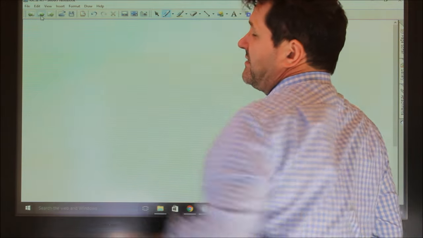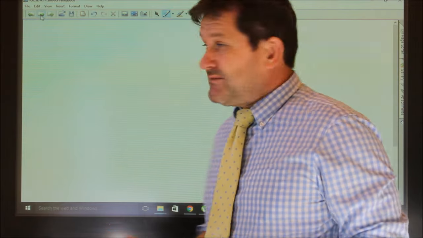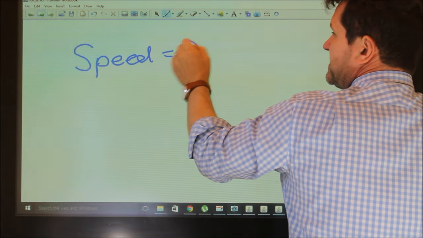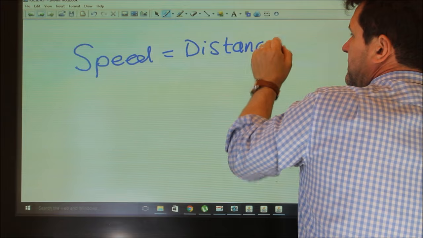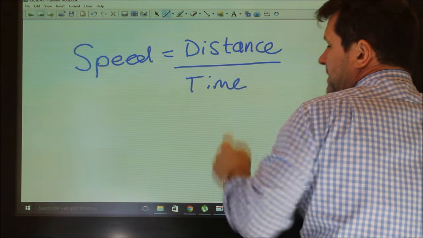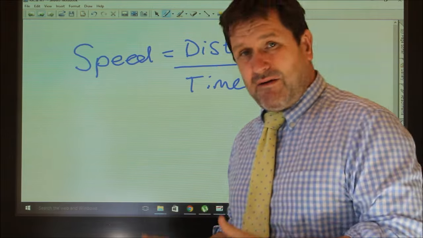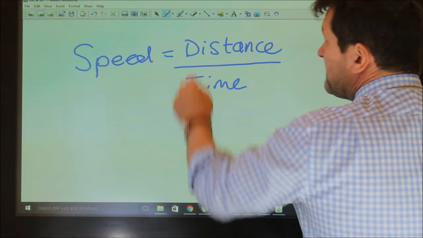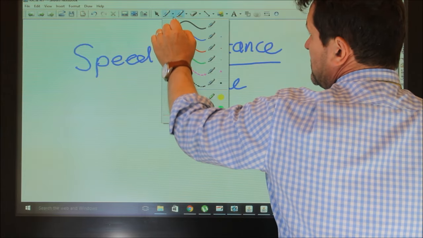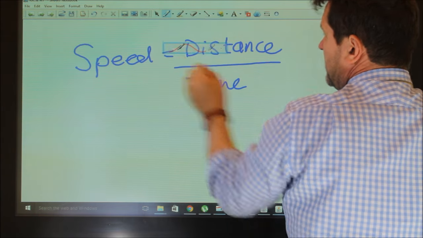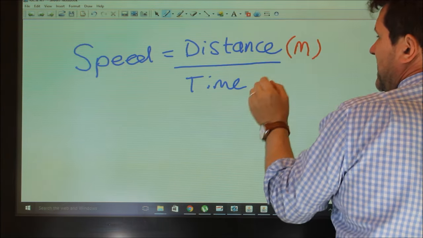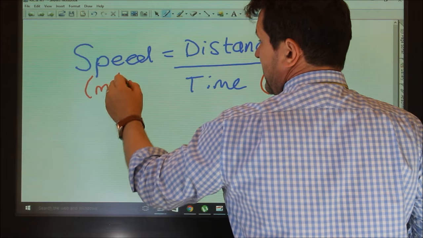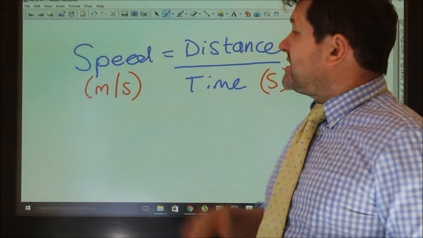So the first thing we need to know is that speed equals distance over time. So if we look here, we know that speed equals distance divided by time. Now then, in the past you might have thought of this as miles per hour or kilometres per hour, but we need to be thinking about this in terms of our SI units. So we would think of distance always being measured in metres and time measured in seconds. So therefore it's metres divided by seconds, so this would be metres per second, okay? So speed equals distance divided by time.